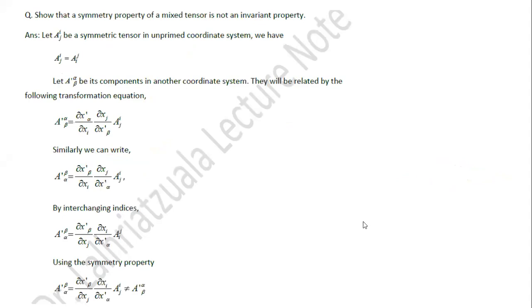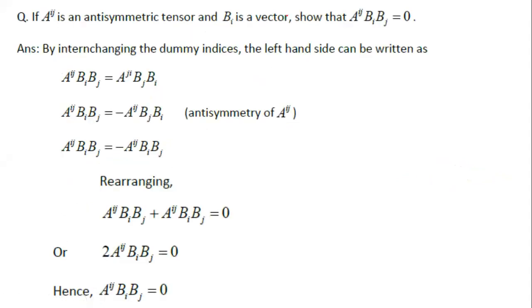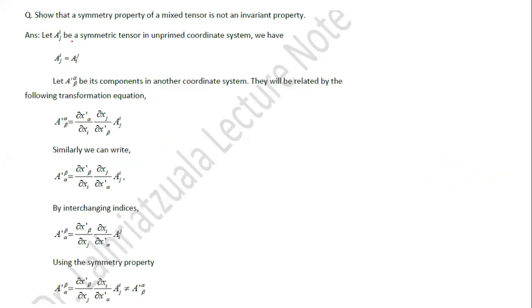Moving on. So the symmetry property of a mixed tensor is not an invariant property. So here, let us write this as the symmetric tensor, or this is the component. This represents the components of a certain physical quantity measured in the unprime coordinate system. So if it has symmetric property in such a coordinate system, Aij will be equal to Aji without changing any sign here. So i is a superscript index or the contravariant index, j is the covariant index, and you can interchange them.